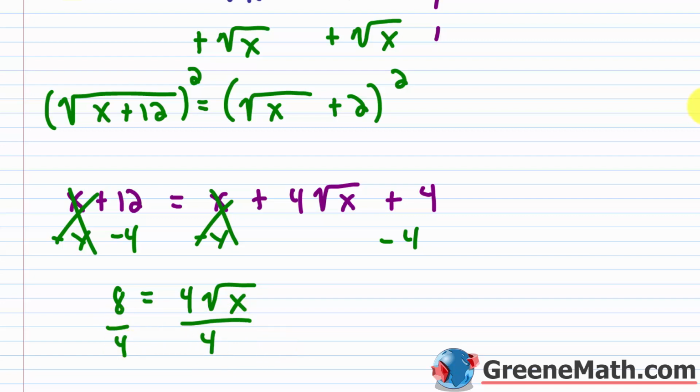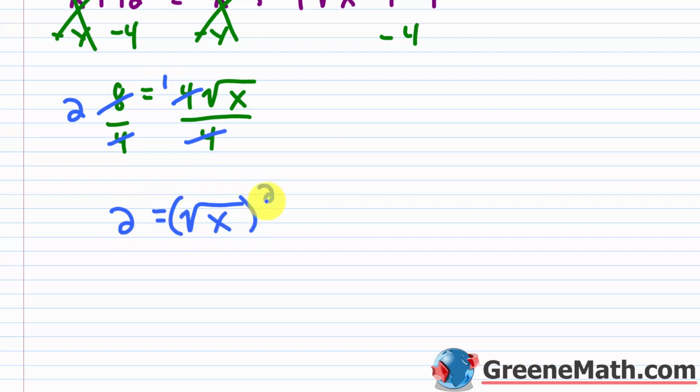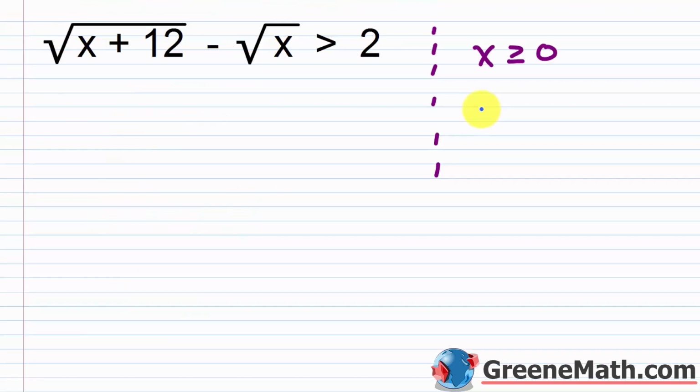Let me get some more room going. So this cancels with this and gives me a 2. This cancels with this and gives me a 1. You've got 2 is equal to the square root of x. If we square both sides, we're going to get that 4 is equal to x, or x equals 4. So let me erase everything. All right, so we found that our boundary was x equals 4. Again, you can check this. If you plug in a 4 there and there, 4 plus 12 is 16. Square root of 16 is 4.